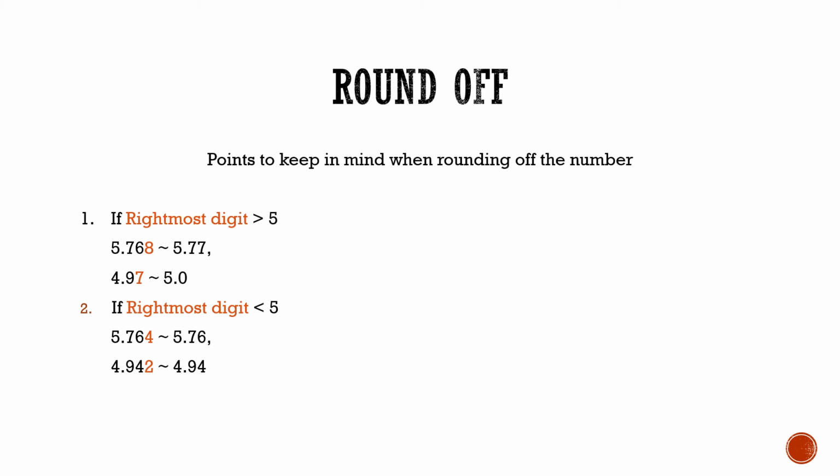Then next is 4.97. The 7 is the rightmost digit and it is greater than 5. So we increase the preceding digit 9 by 1, and the number becomes 5.0. Next, when the rightmost digit is less than 5, there will be no change in the preceding digit. For example, 5.764 is rounded off as 5.76. Similarly, 4.942 is rounded off as 4.94.